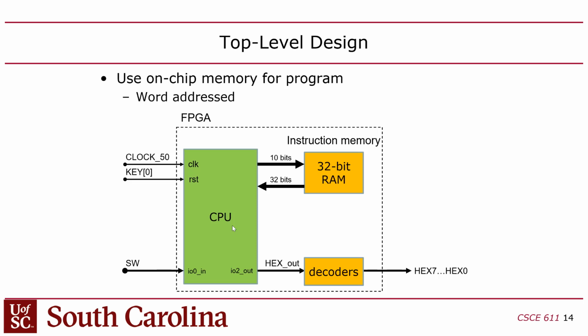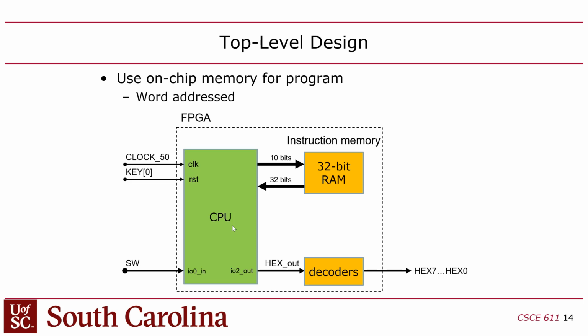Okay, all right, so let's talk a little bit about the CPU, the top level design. By the way, this isn't necessarily how you're going to subdivide your modules. This is just conceptual. Essentially, you're going to have the FPGA, and inside the FPGA, you're going to have a CPU. You're going to have a 32-bit RAM that will serve as the instruction memory. That's where your program, your code, your software goes, and then you're going to have your 7-segment decoders, and that's it.